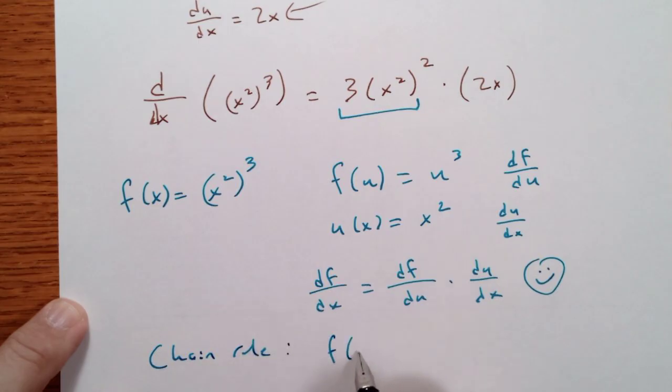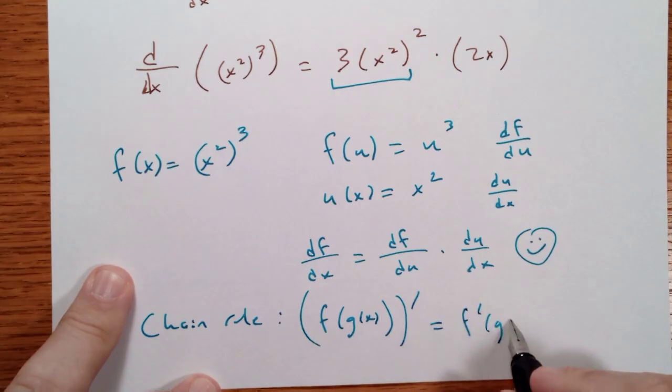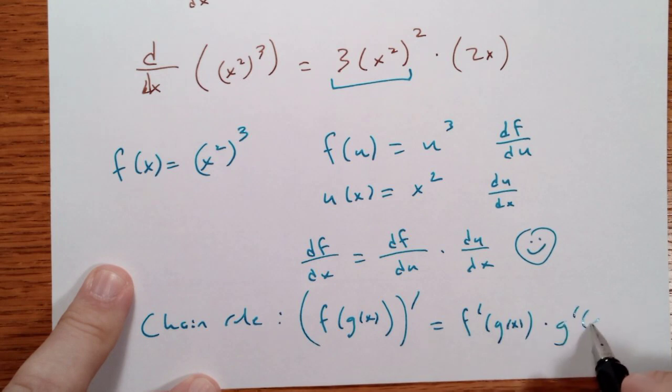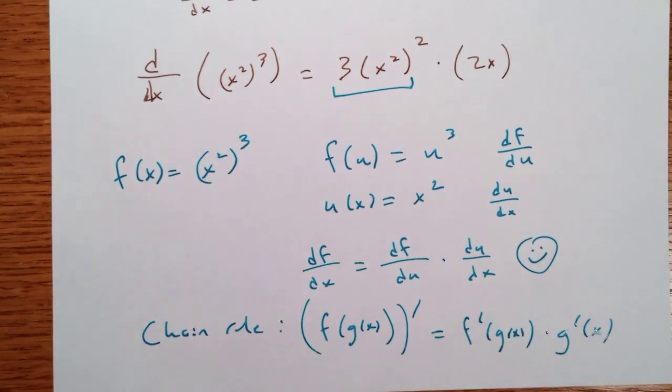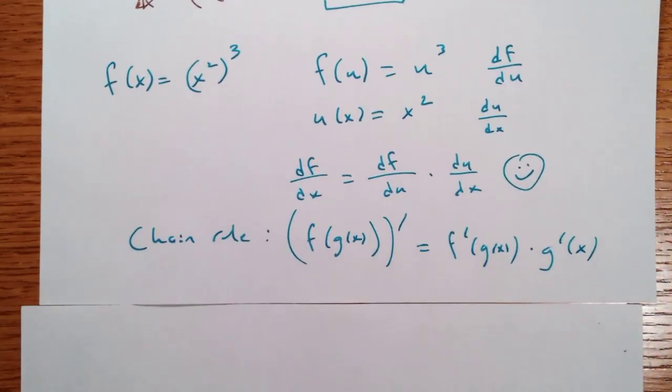The derivative of a composite function. You take the derivative of the outside, leave the inside alone, and then multiply by the derivative of the inside. I like this version. As long as I can tell what's the inside and what's the outside, I'm good to go. Now, in our example with x squared all cubed, that was easy to deal with.